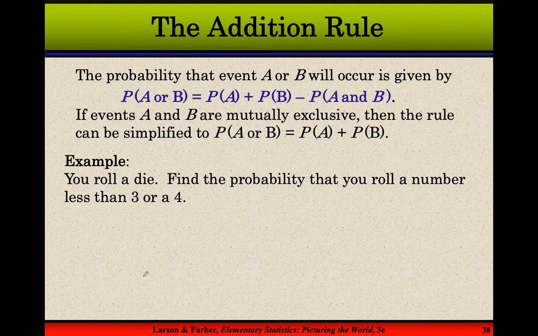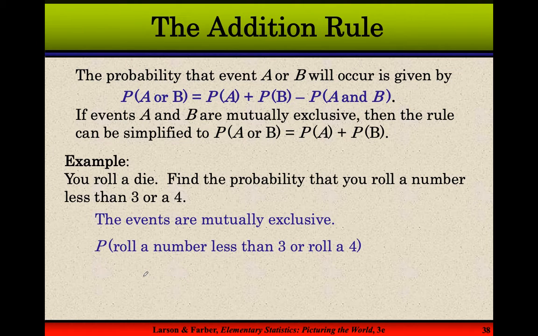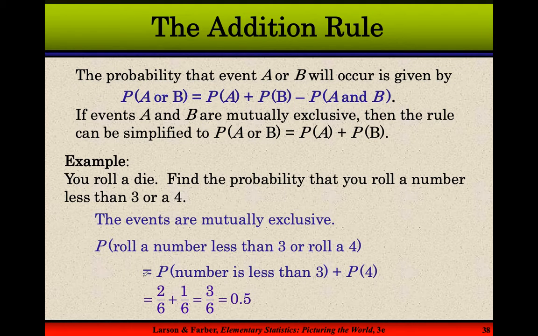You roll a die. Find the probability that you roll a number that's less than a 3, or you roll a 4. Well, the numbers that are less than a 3 are the numbers 1 and 2. Rolling a 4 is 4, so there's no way that you can roll a die one time and get that roll to be a 1 or a 2 and to also be a 4. So they're mutually exclusive, so what we have to do is just add the two events. No subtracting required here. There's 2 out of 6 that are a 1 or a 2. There's 1 out of 6 that's a 4. So we get 3/6 when we add them together, or 0.5.